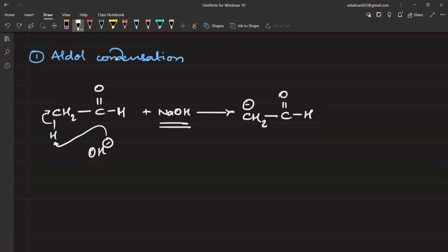I can explain once more. First of all, you tell me this: CH3, carbon, C double bond O, and then hydrogen. Is this alpha carbon? Yes or no? Tell me. This one is alpha carbon. Yes or no? Yes, sir.